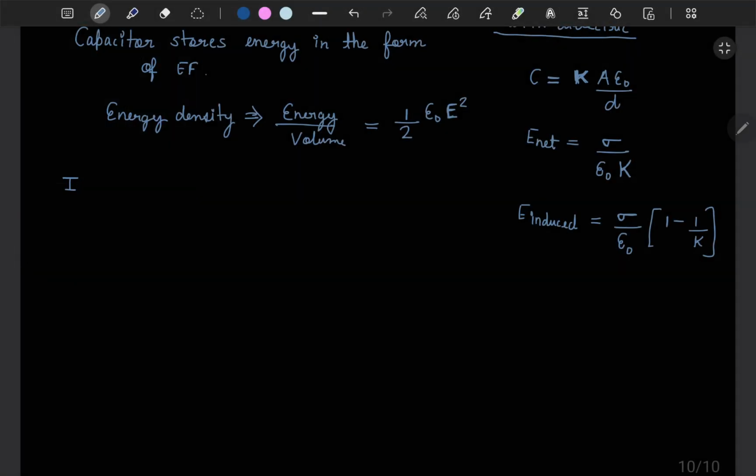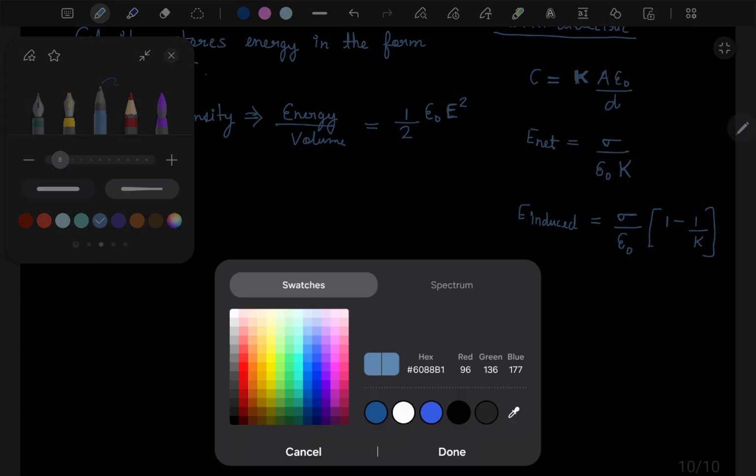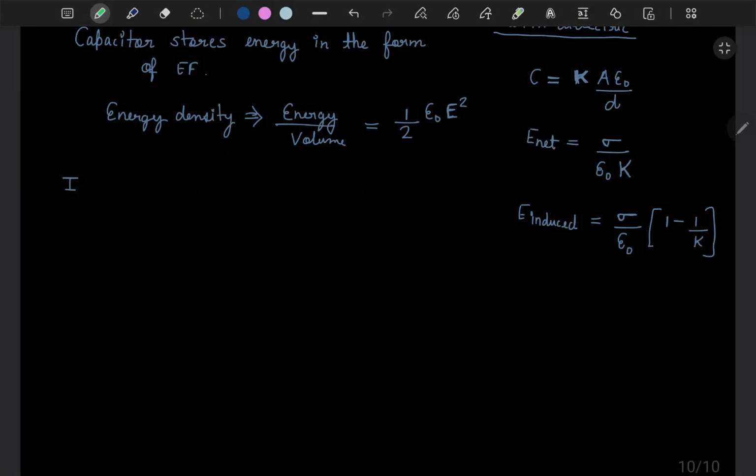Inserting dielectric in capacitor without battery.